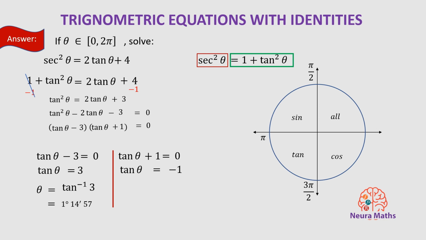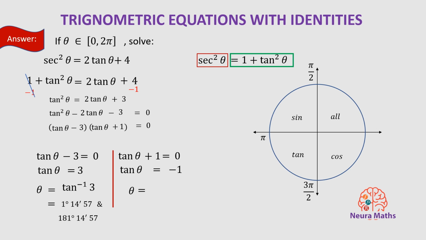What do you think the other measure would be? Since tan is positive, the other measure must be in quadrant 3, which is equal to 180 degrees plus the acute angle. So, the angles whose tan is 3 are 1 degree, 14 seconds, 57 minutes and 181 degrees, 14 seconds, 57 minutes. Now, what acute angle has a tan of 1?